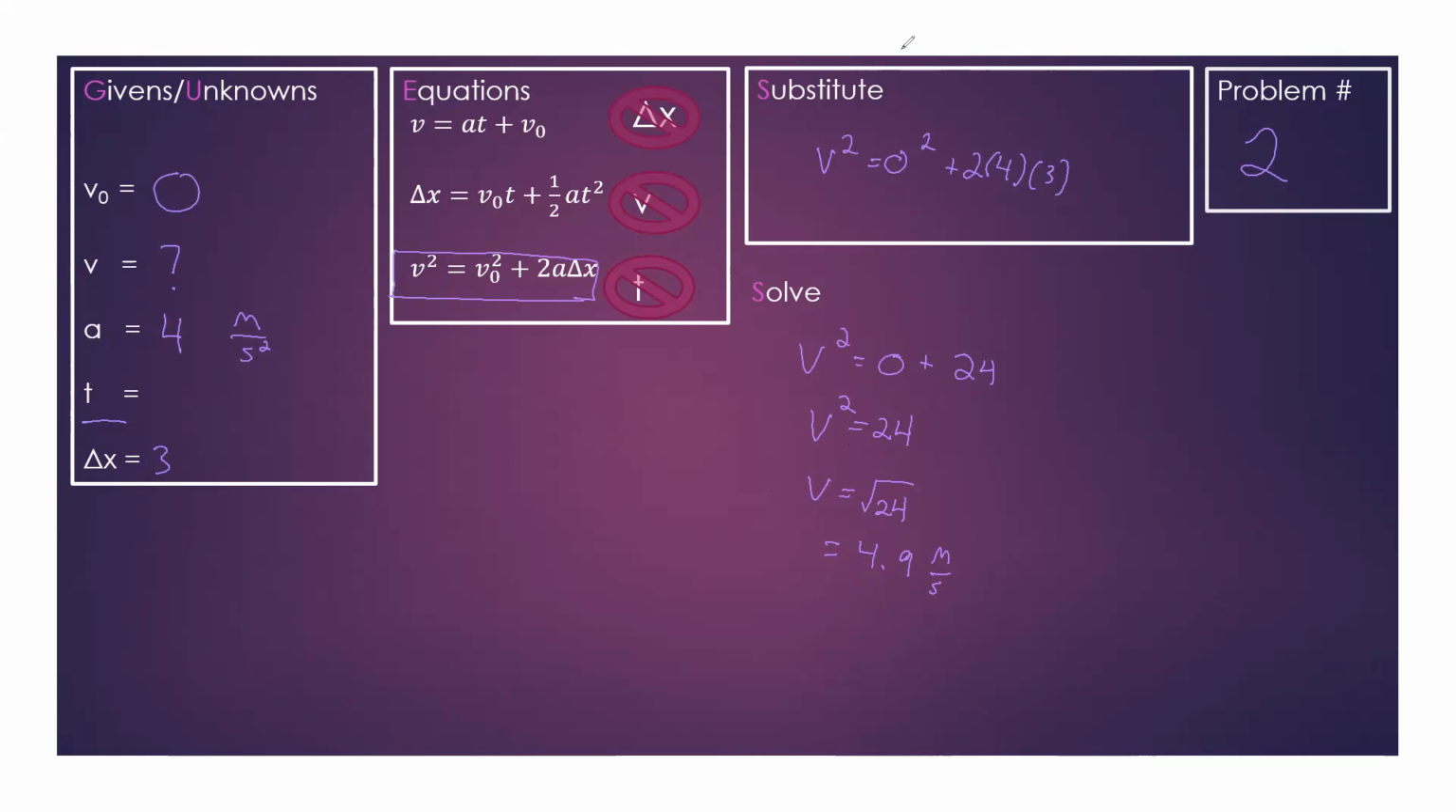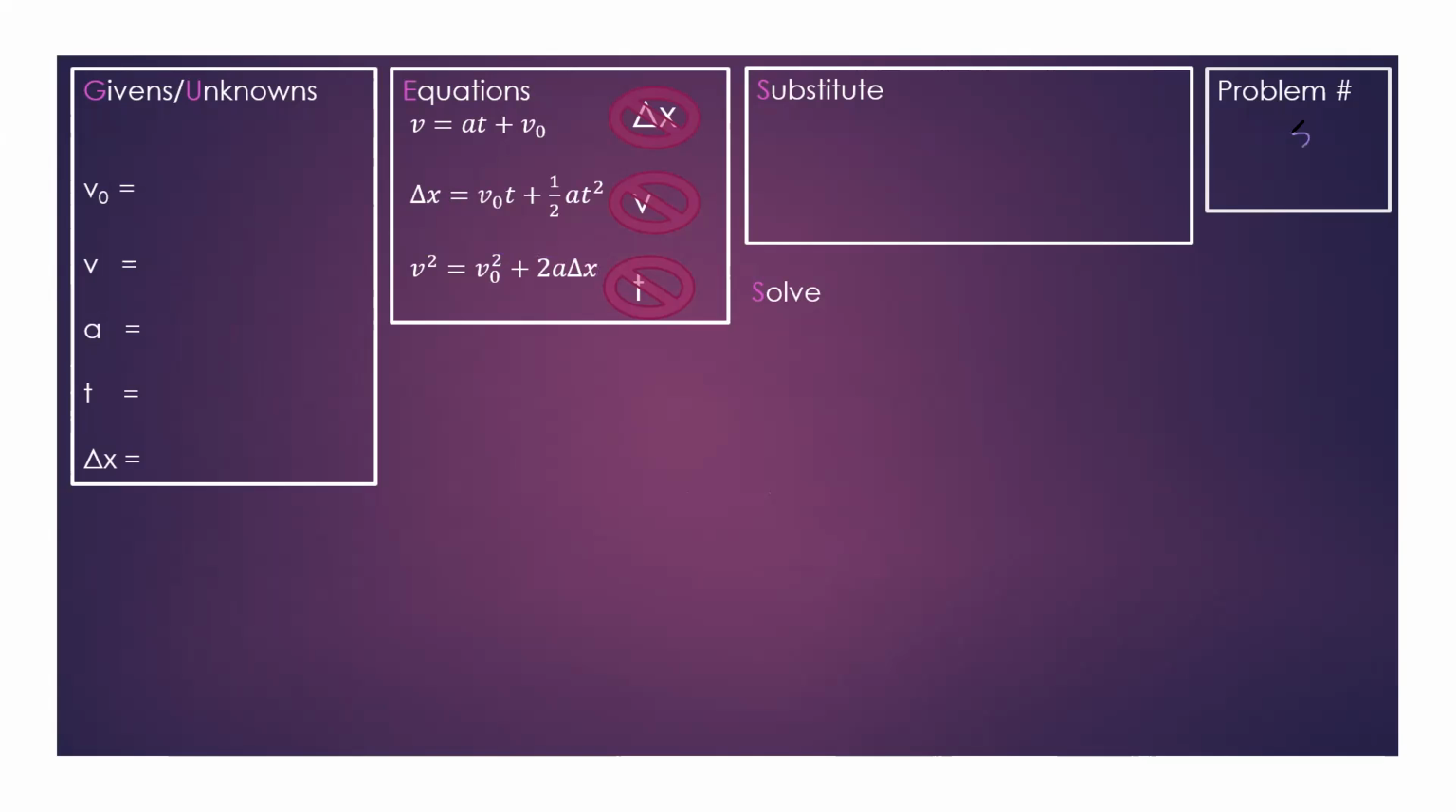All right, problem 3. Ball rolls downhill with a constant acceleration of 4 meters per second squared. If it started from rest, its displacement at the end of 3 seconds is, so in this case, v is the variable I do not care about. So I'm going to pick the equation that does not have v, and I'm going to substitute in delta x equals v naught t plus 1/2 a t squared.